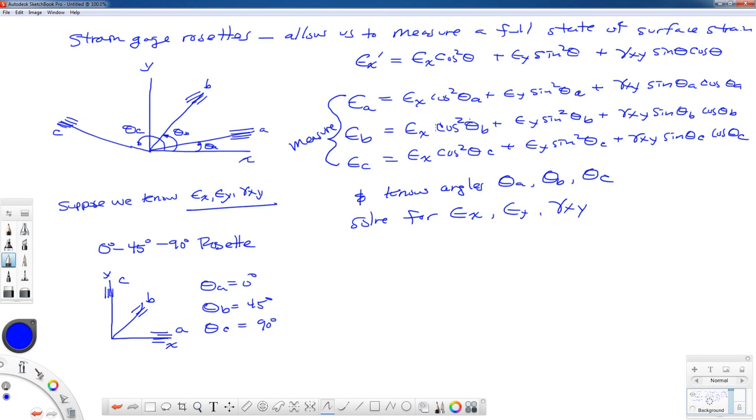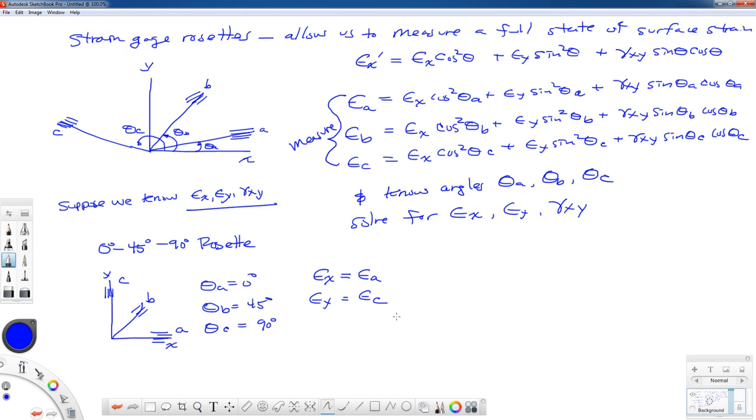If I go up to these equations, and I put in 0 degrees, the sine of 0 is 0. So the strain in the x direction would be the reading of the A gauge. And that makes sense because the A gauge is in the x direction. If I go to the C equation and I put in 90 degrees, well, everything drops out except for the epsilon C gauge reading, and the strain in the y direction is the gauge reading epsilon C.